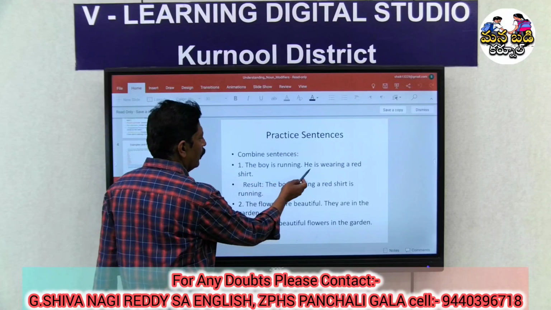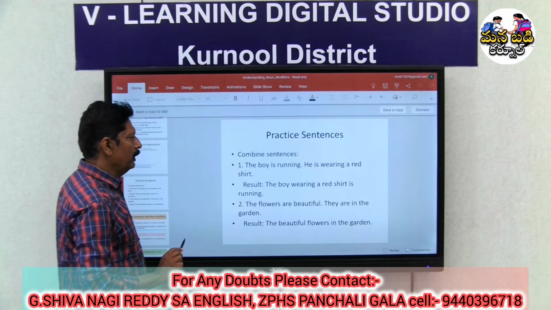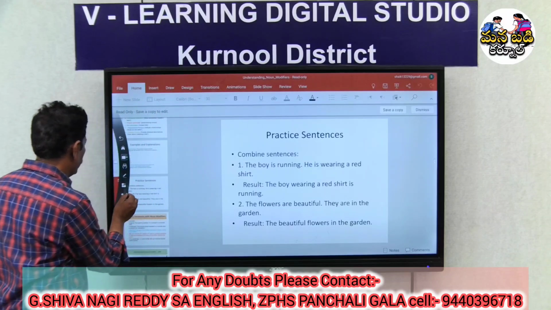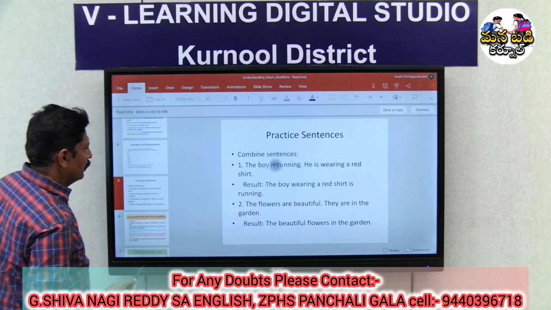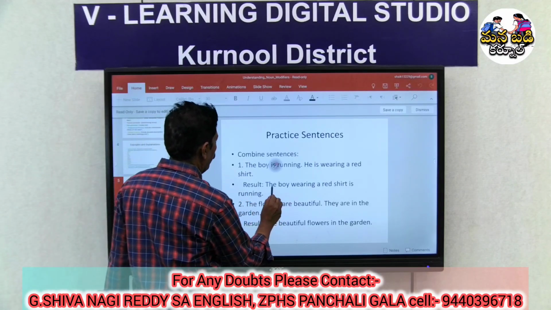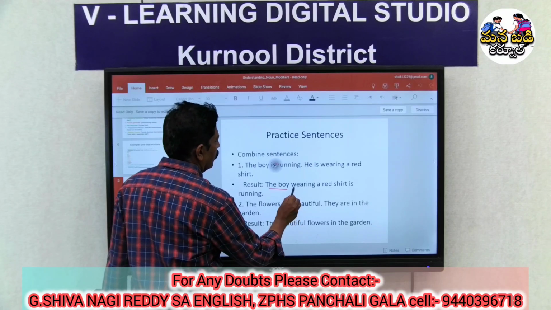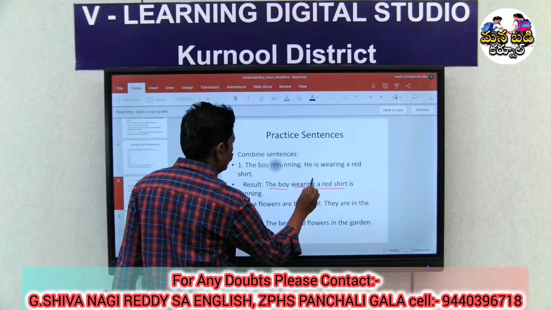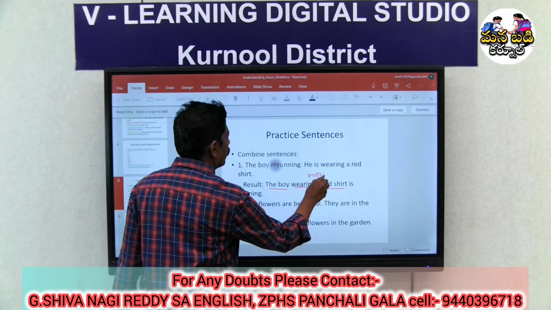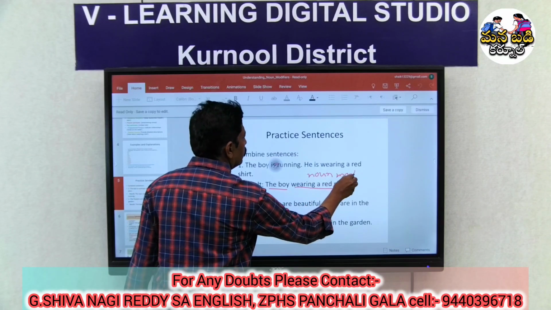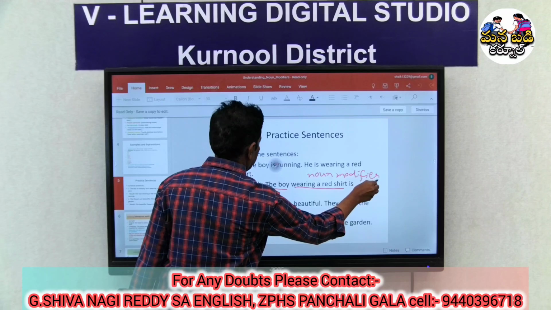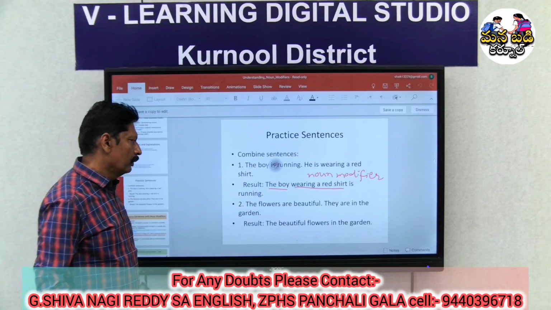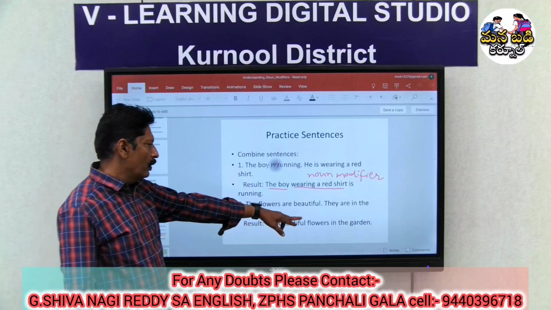So, the boy wearing a red shirt is running. The boy is a noun. Wearing a red shirt is the noun modifier. Second sentence. The flowers are beautiful. They are in the garden. The beautiful flowers in the garden.